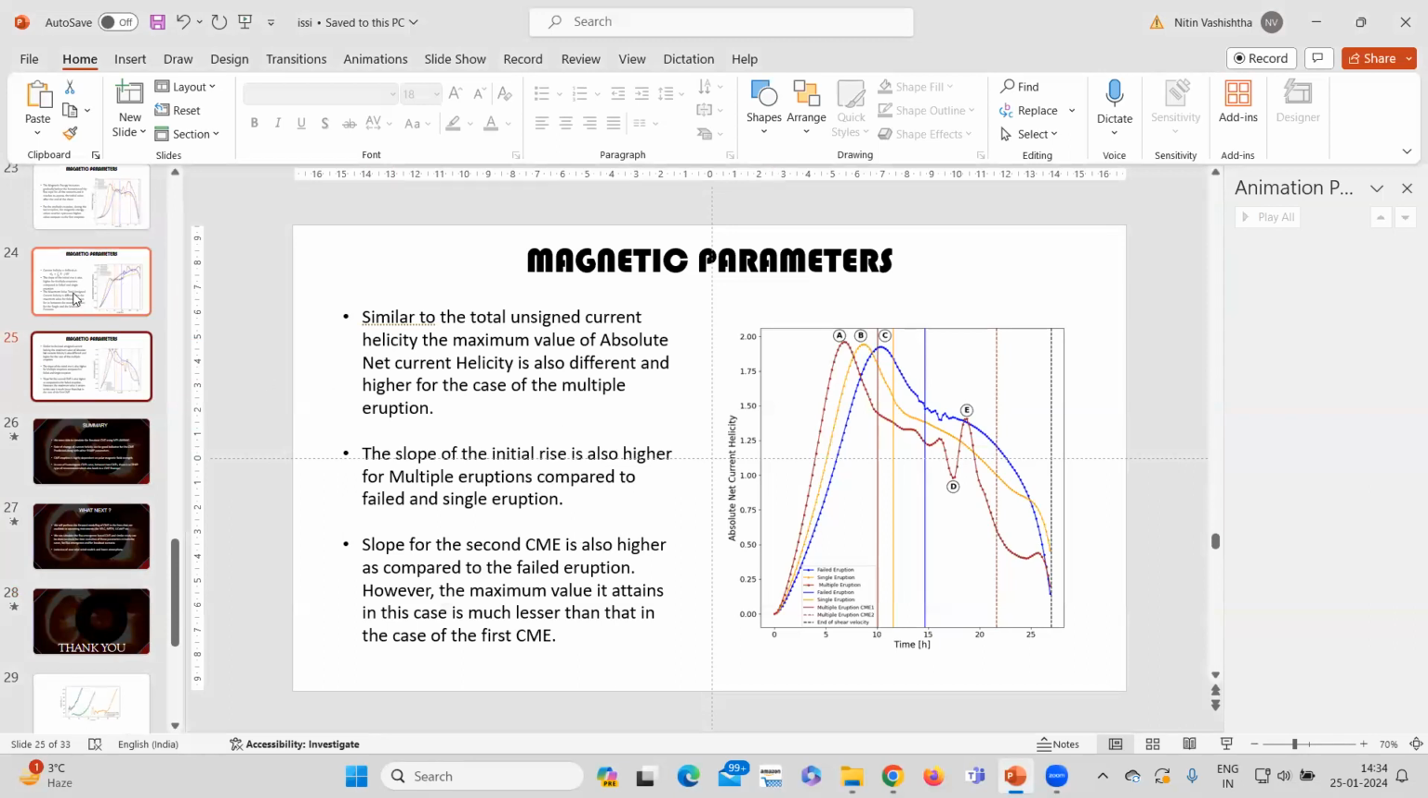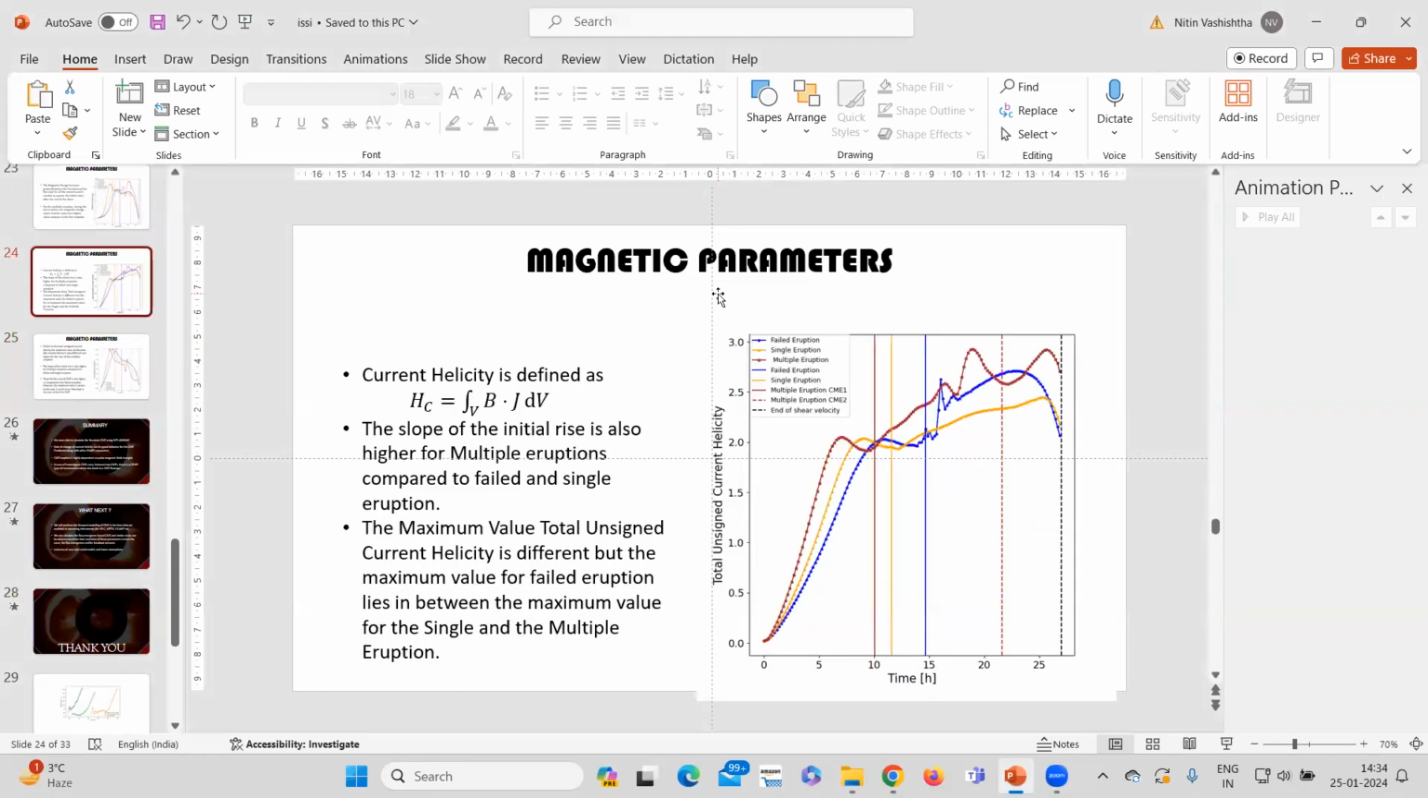Okay. Yes, so in this case, the blue plot corresponds to a failed eruption. Approximately at 15 hours, there is a sudden jump in the profile, which is not the case for other cases. So what is the reason for this sudden jump in the profile?